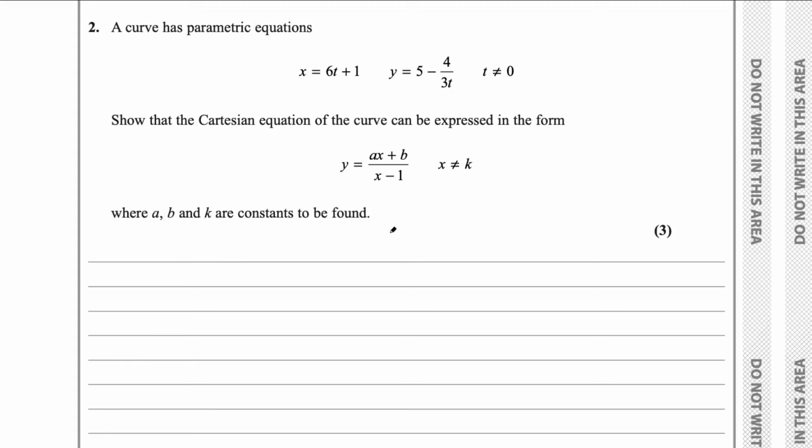So this is a fairly standard kind of substitution question where you need to rearrange one equation and substitute it into the other. So if I take this equation for x and make t the subject, t is going to be x take 1 divided by 6. Then what we want to do is plug that into the equation for y and simplify that into this form.